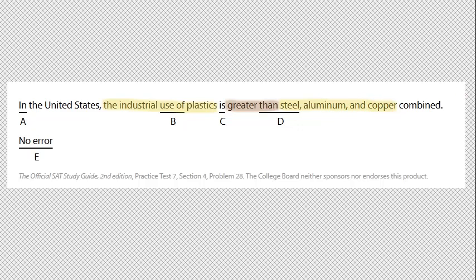Let's think about whether this makes sense or not. This sentence is saying that the industrial use of plastics is greater than these 3 metals. Does that make sense? What the sentence probably means to say is that the industrial use of plastics is greater than the industrial uses of steel, aluminum, and copper. This is a parallel structure error occurring in a comparison sentence. That's why choice D is correct.